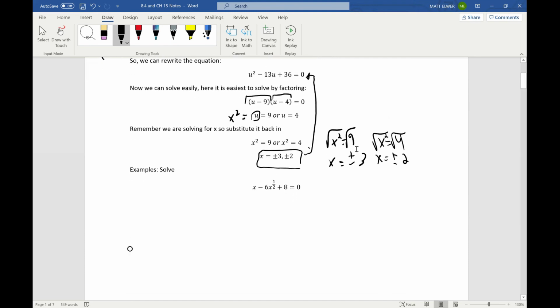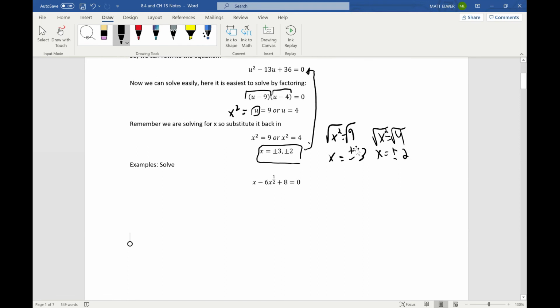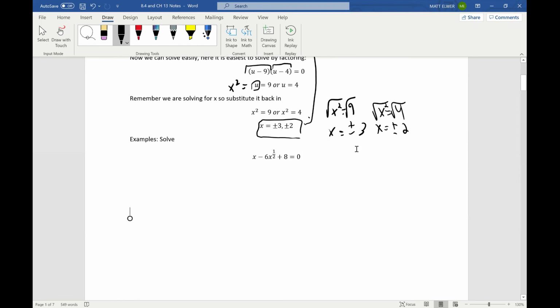Okay, so what if we have something like this? So we have x minus 6x to the half power plus 8 is equal to 0, right? And notice here that we have something special. So we have this right here, but that's just equal to x, right? And then this one right here, we have x to the 1/2, or just the square root of x.